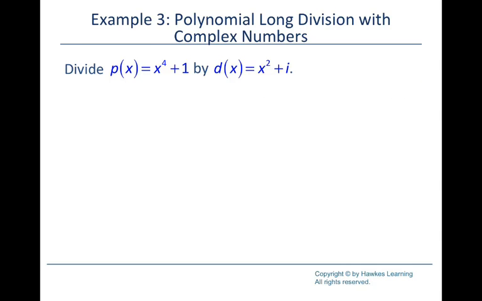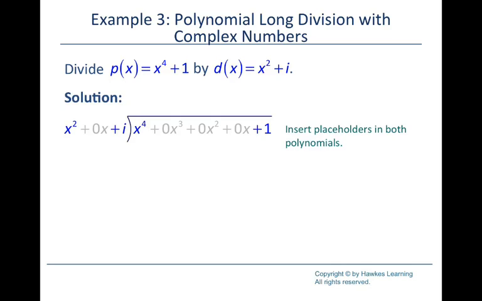Alright, so here we're dividing by a complex number. And that can be a little bit of a problem, but let's look at what we've done here. First, we're going to list all our missing powers of x. So we have 0x cubed, 0x squared, 0x, and then our 1. And in the divisor, too, there's a missing power of x. We have x squared plus 0x plus i.